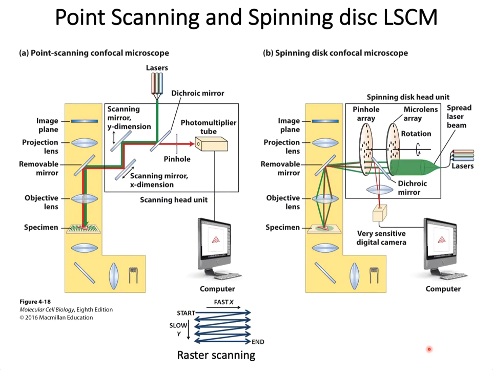Depending upon the application, there are two modifications of confocal microscopes. The first one is known as the point scanning confocal microscope. The point scanning microscopes are used to image static or fixed samples that don't change over time.